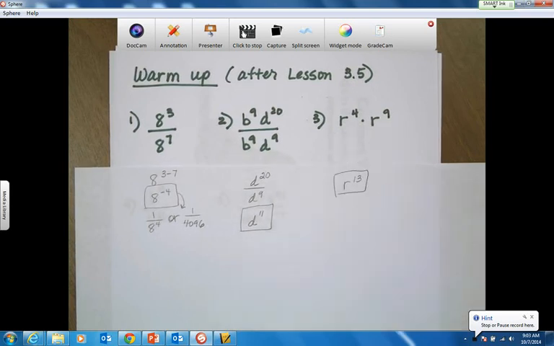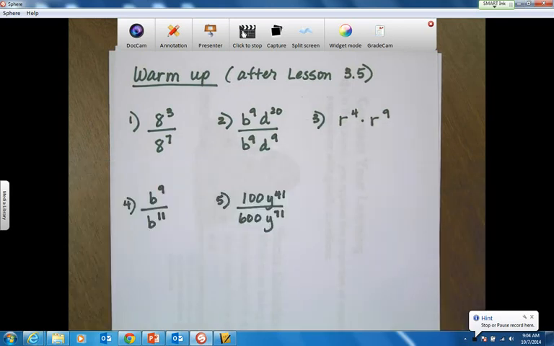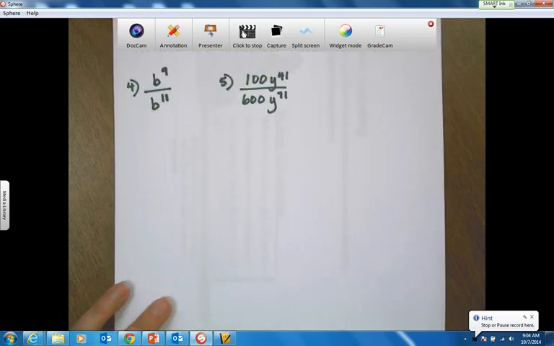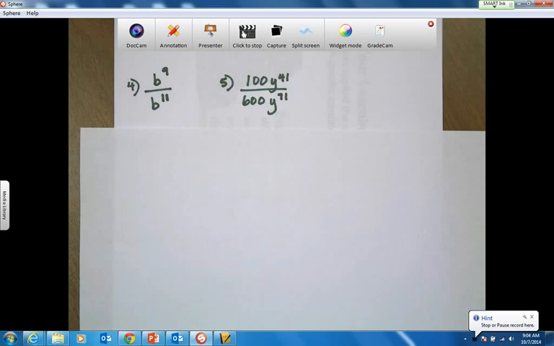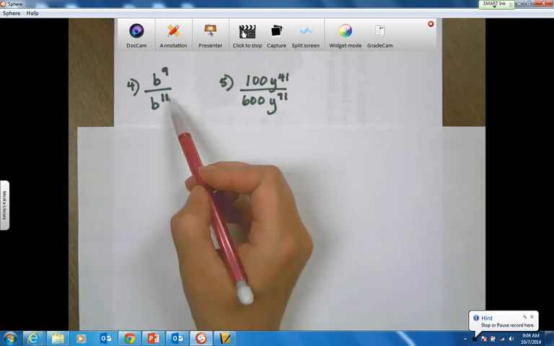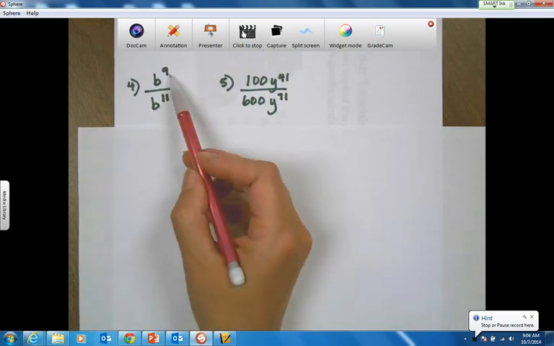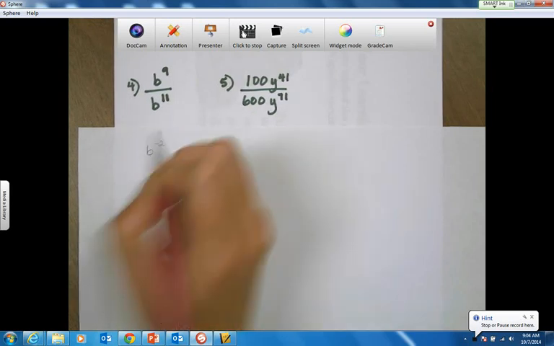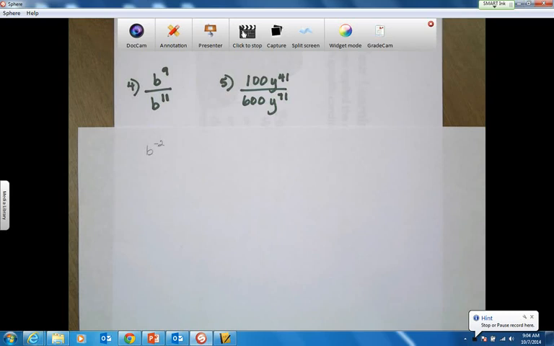Okay. All right. So then the last two. All right. So again, we have a power over a power, so we're going to subtract 9 minus 11. So this is going to be b to the negative 2. But I can't have a negative exponent, so I'm going to move it downstairs. So this is 1 over b squared. And then I'm done. There's nothing else I can do with 1.